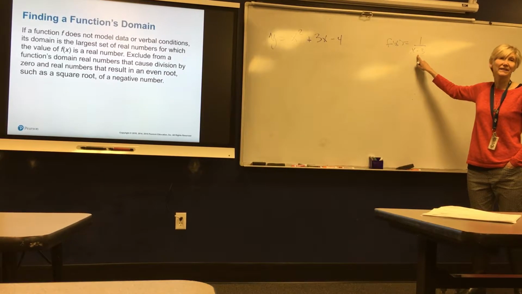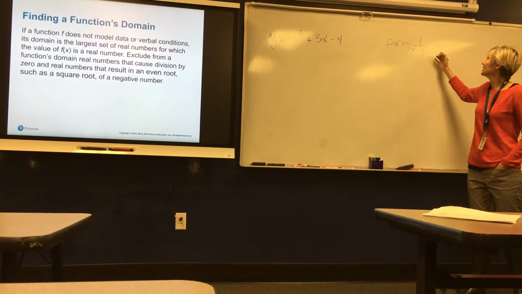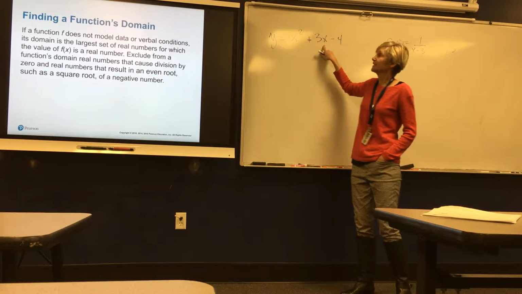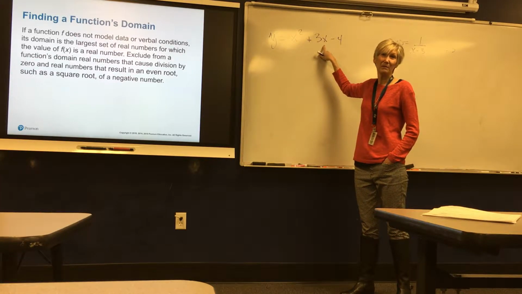So in this case, what would make this 0? 3. So you'd say it's all real numbers except x cannot equal 3. Here, is there anything that's going to make it 0 in the denominator? There is no denominator, right?